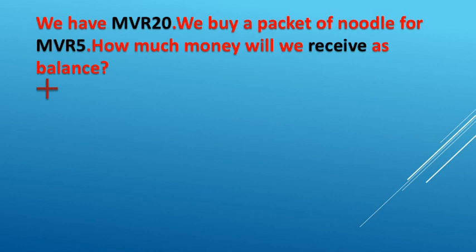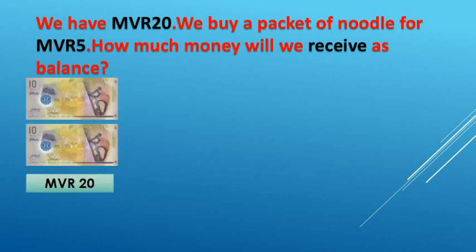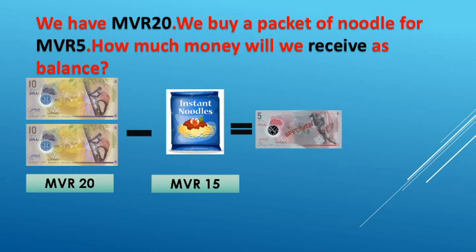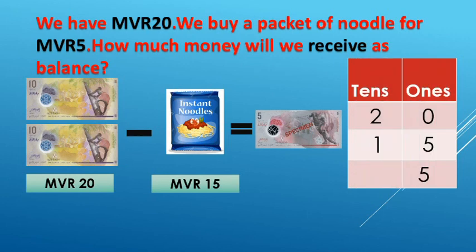We have 20 rupiah. We buy one packet of noodles for 15 rupiah. How much money will we receive as balance? So I have 20 rupiah. The noodles packet is 15 rupiah. So I get 5 rupiah. So 20 minus 15 is equal to 5.